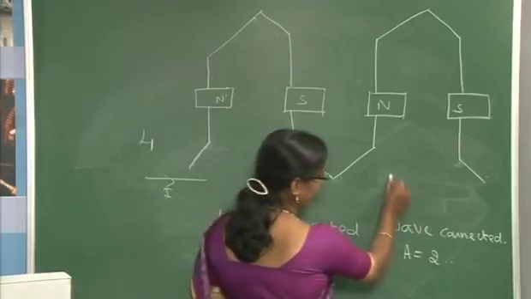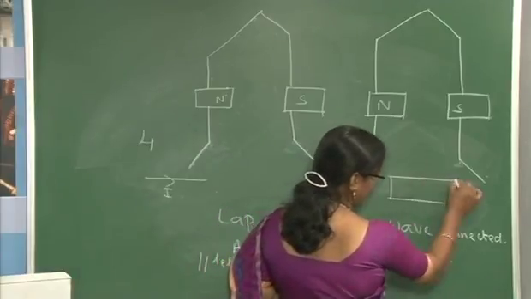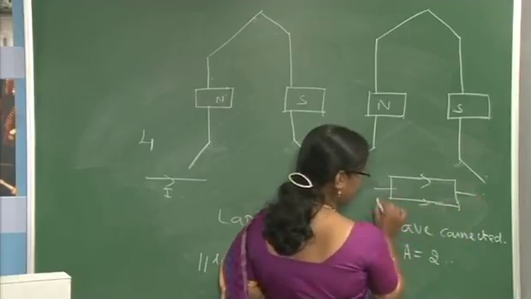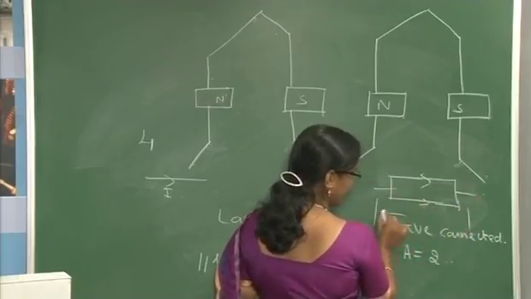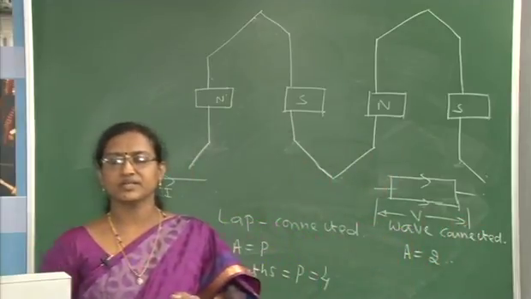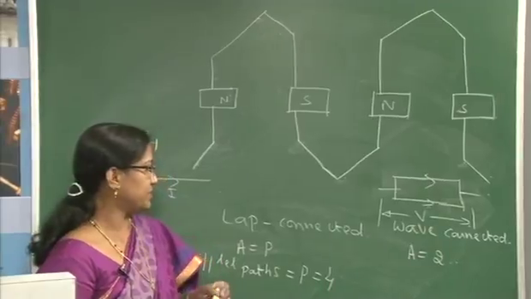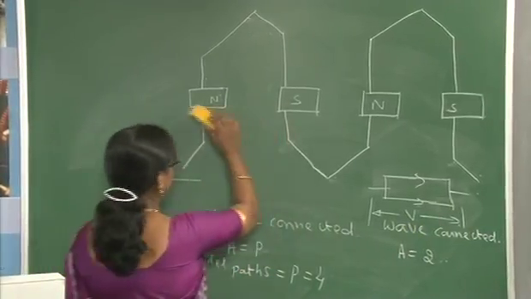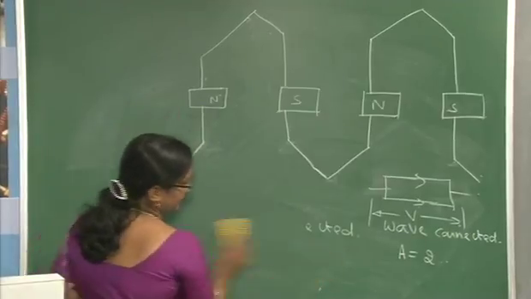In case of this wave connected system, the number of parallel paths is 2. The voltage will be the same. So, you are going to use this wave connected system for high voltage applications, and the lap connected system for high current applications.